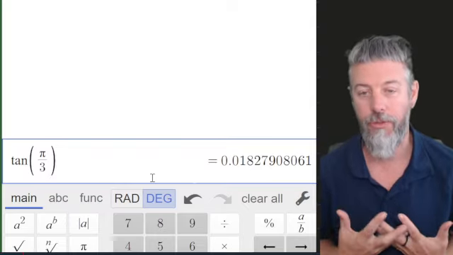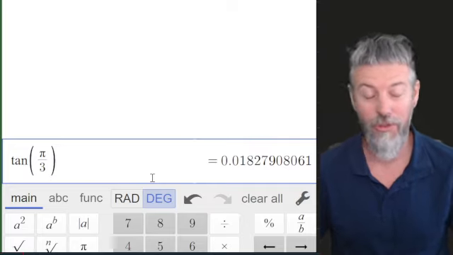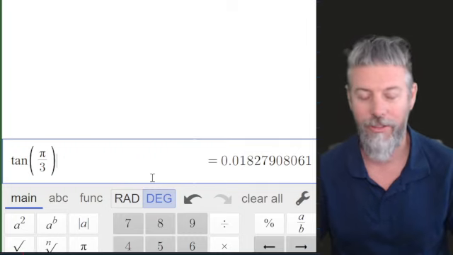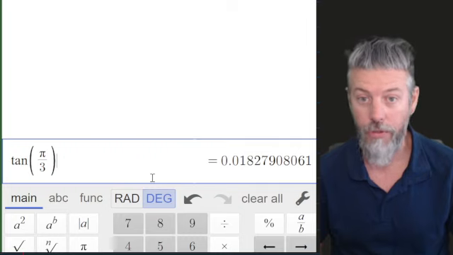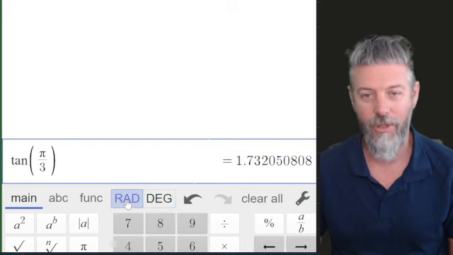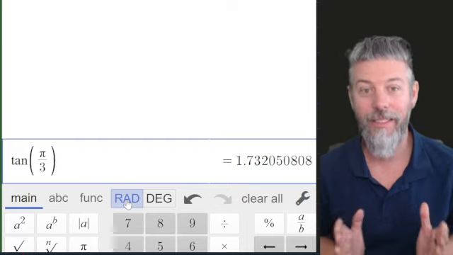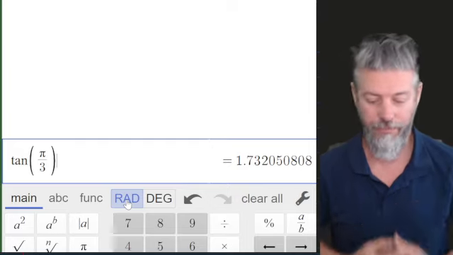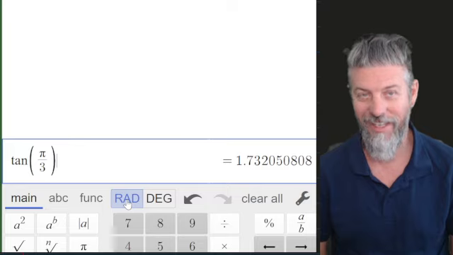We said the answer was root 3. 0.018 is definitely not root 3. Root 3 is going to be like 1.8 or something like that. So this is not even close. But if I change my calculator to radian mode, it's 1.73. A completely different answer. So, short story is, you can use your calculator.